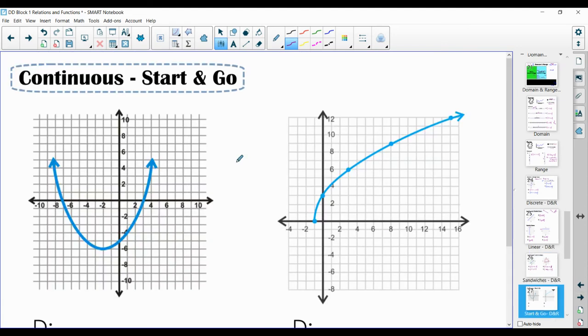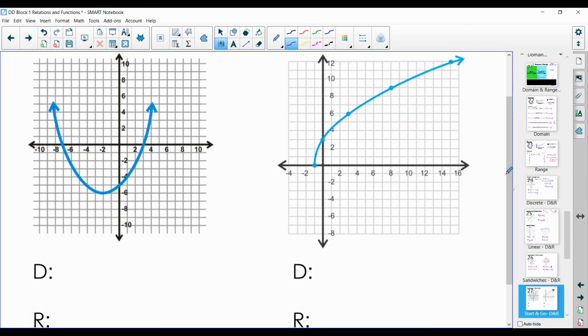Now, the next type that we can see is what you can think of as a start and go graph. This is where you're going to have a very clear minimum point or maximum point, and the other part of the graph is going on forever. The first one here we're looking at is a parabola. This is a graph that you're going to see quite frequently when you get into Math 20.